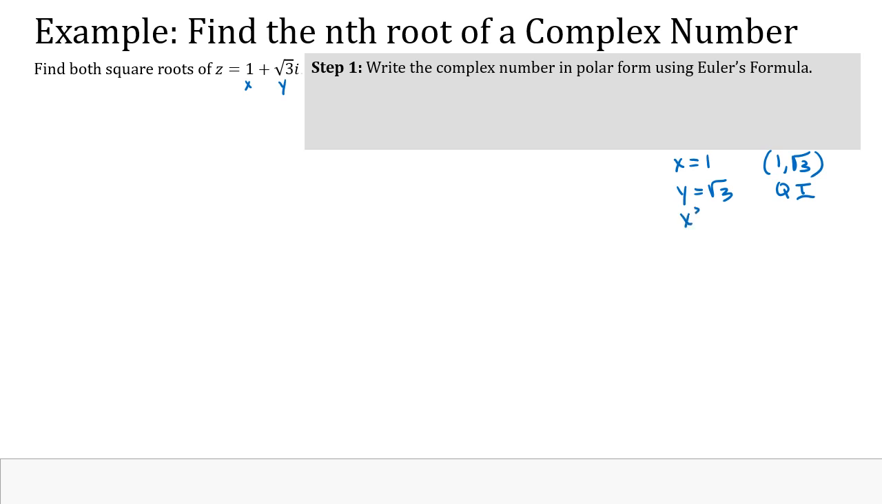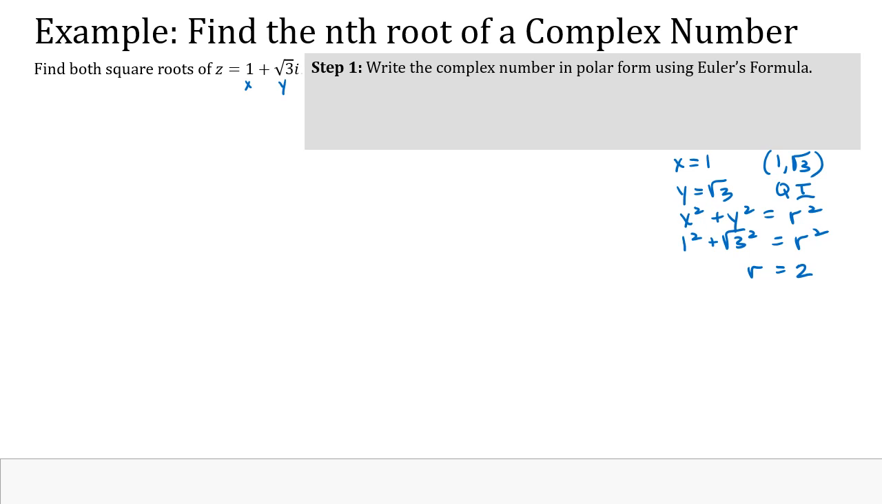All right, so I'm going to have x squared plus y squared equals r squared. And so 1 squared plus the square root of 3 squared is r squared. So that's going to be 1 plus 3, which is 4. And I'm going to say I have a radius of 2. Now, of course, I could have a radius of plus or minus 2, but Euler's formula uses positive radiuses. So we're just going to say 2. All right, now let's figure out what theta is.